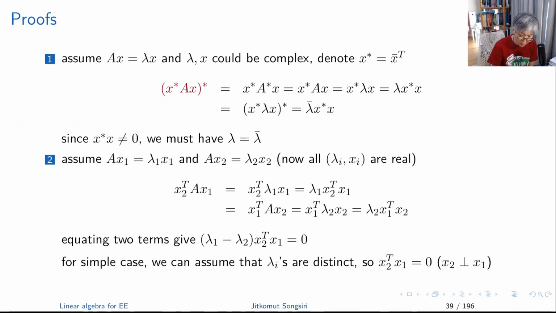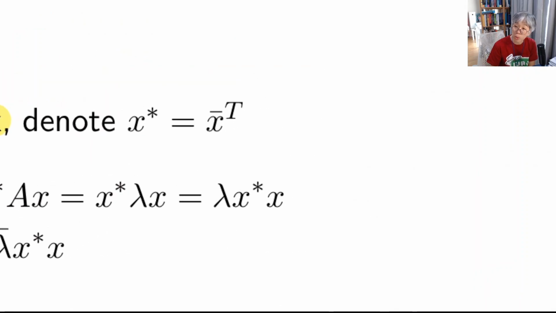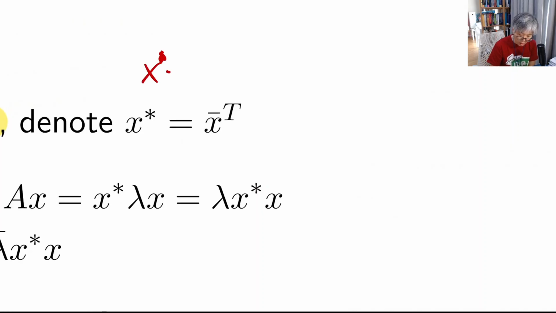In order for that, we put it in a general setting where lambda and x could be complex. And when your eigenvector x could be complex, let me use the notation x star, that is the x transpose of the complex conjugate.